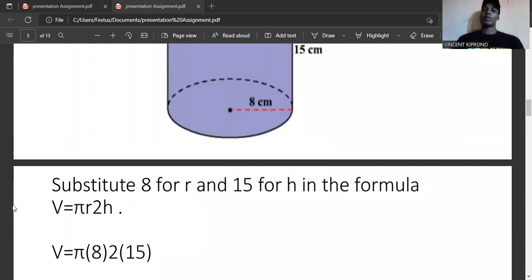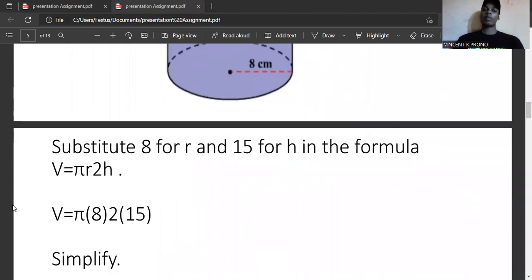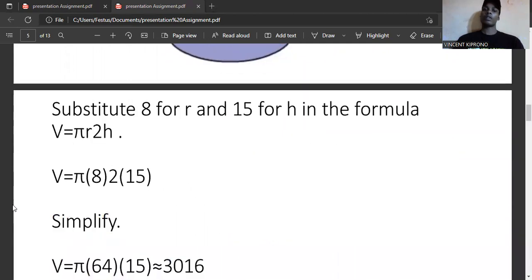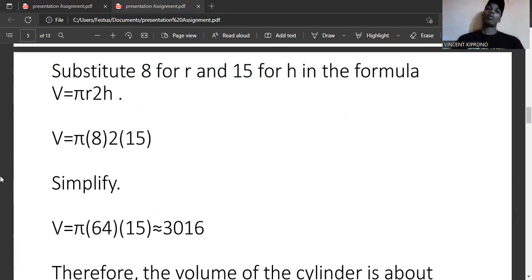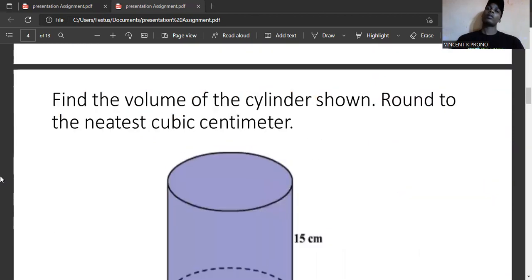So we shall substitute pi, we have 3.14 times the radius, which is 8, squared, that's 64, times the height, which is 15. So we'll have pi times 64 times 15, which is 3016. So the volume of this cylinder is about 3016 cubic centimeters. Mainly, the volume of a cylinder, its units is always centimeter cubed. Yeah, that's how we find the volume of a cylinder.